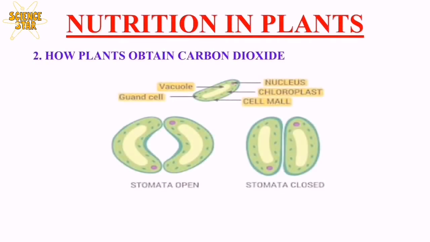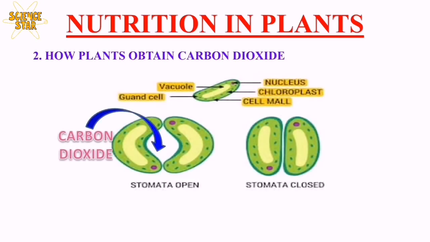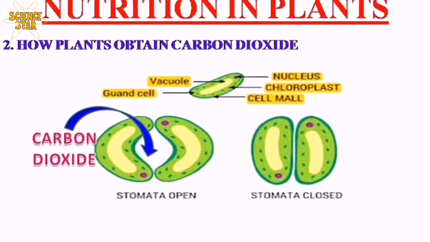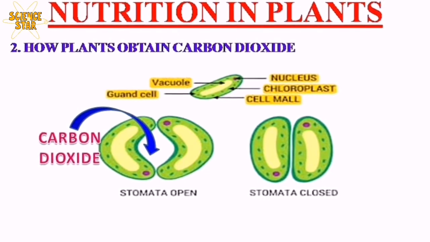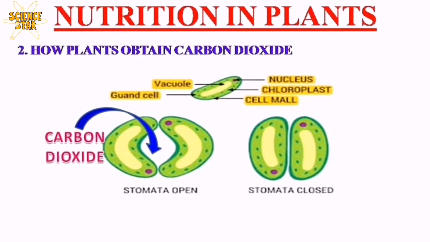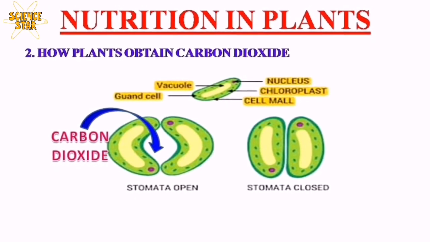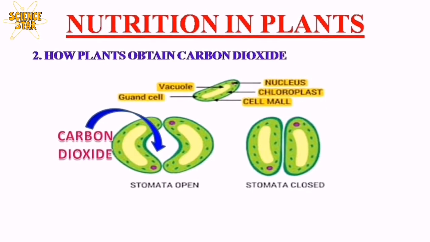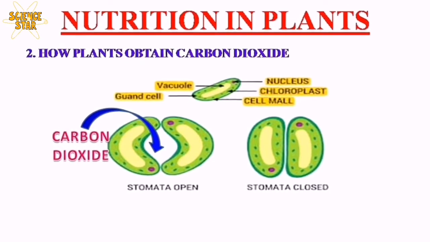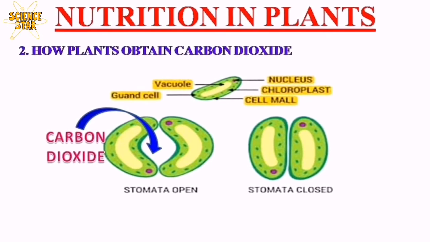Number 2. How plants obtain carbon dioxide. The green plants take carbon dioxide gas from the air for carrying out photosynthesis. Tiny pores called stomata are present on the underside of the leaves. Carbon dioxide gas enters the leaves of the plant through the stomata.